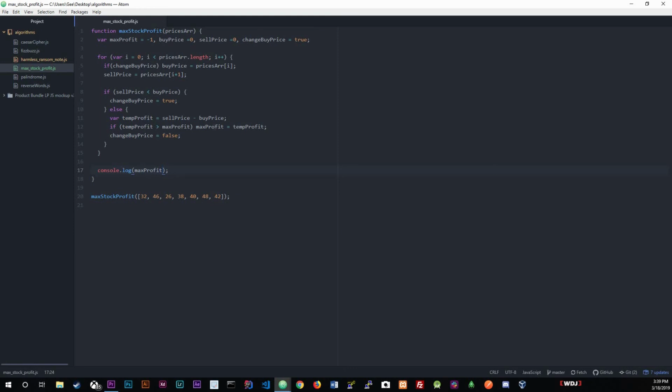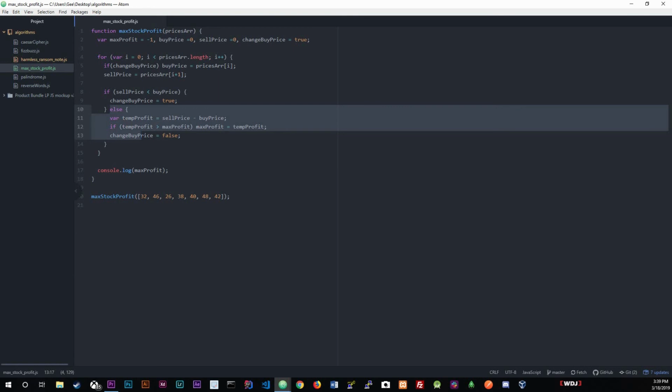Now let's go through this one more time with the logic in hand. So we set our buy price. We got our change price. So obviously it's true. So we're going to set our buy price and sell price. So we're starting at 0, 0, and we're going to start 0 plus 1 is 1. So 46. Buy and sell. So this sell if is not true. So we go right here. Our max temp profit is $14, which is correct. And it's greater than -1. So we set the max profit to 14. And change buy price is false.